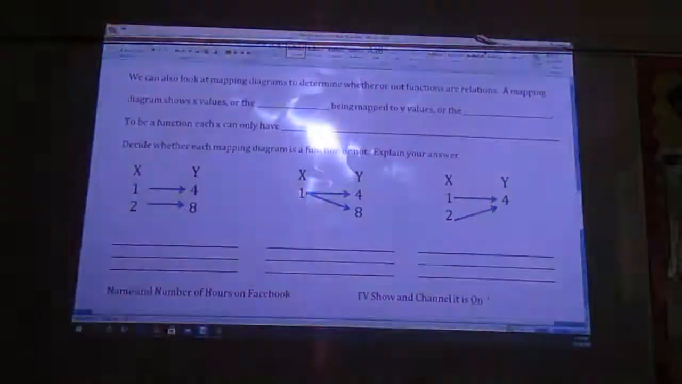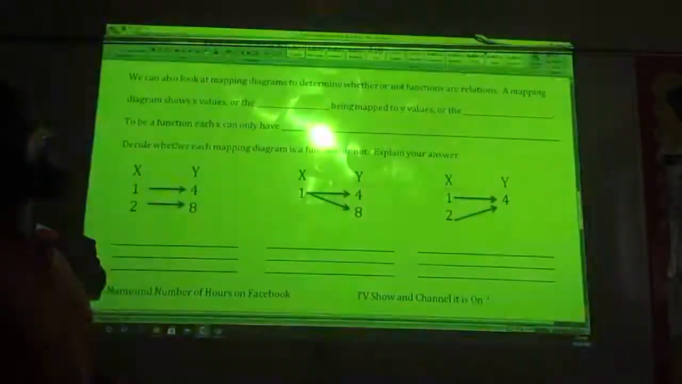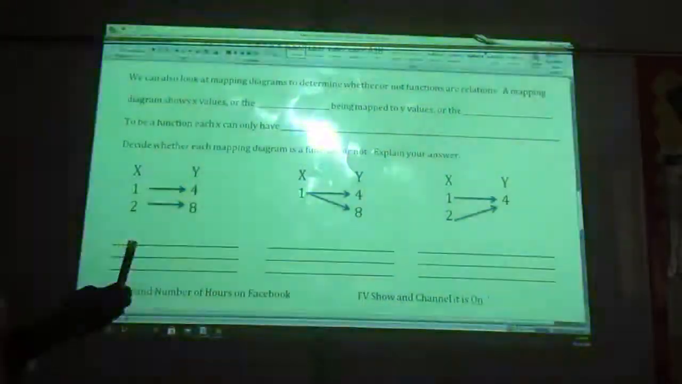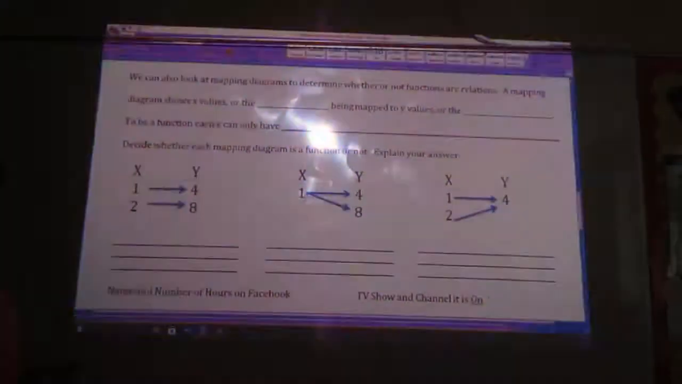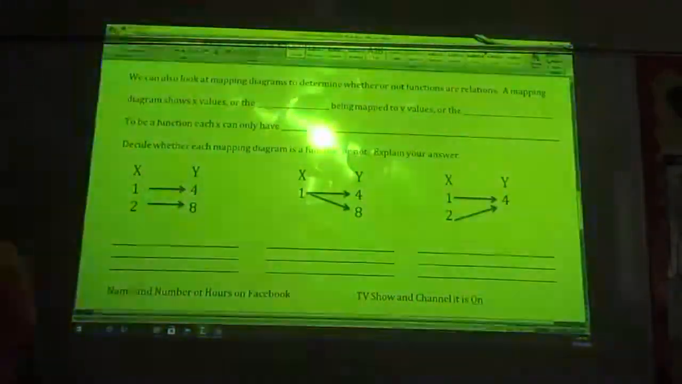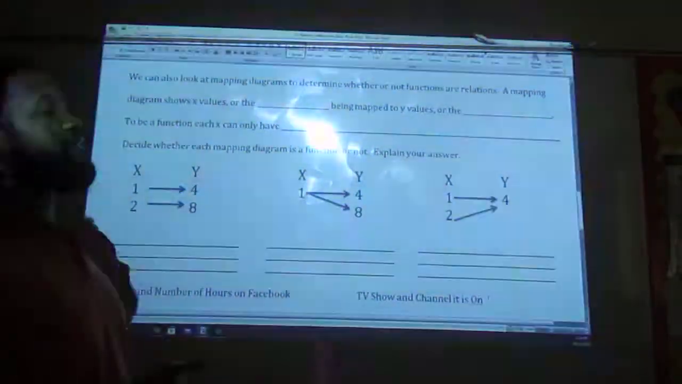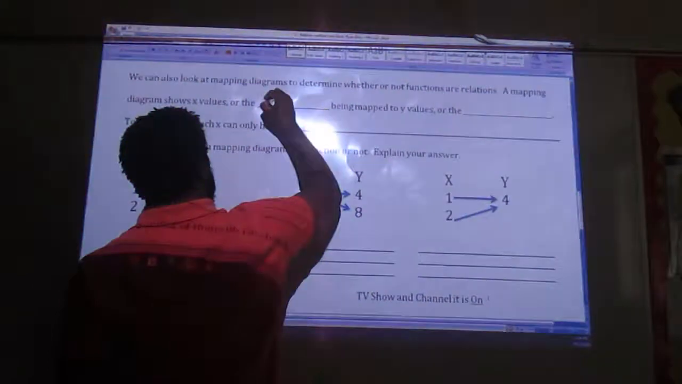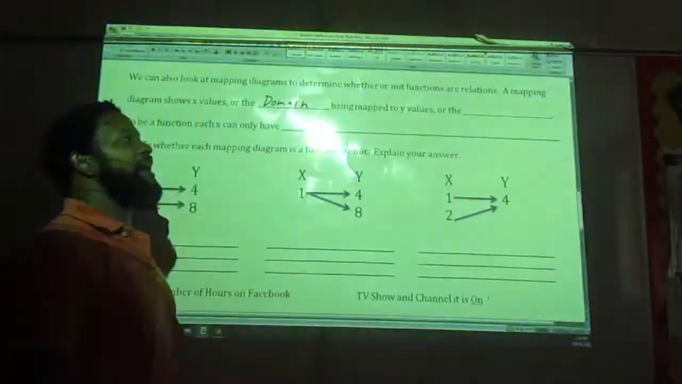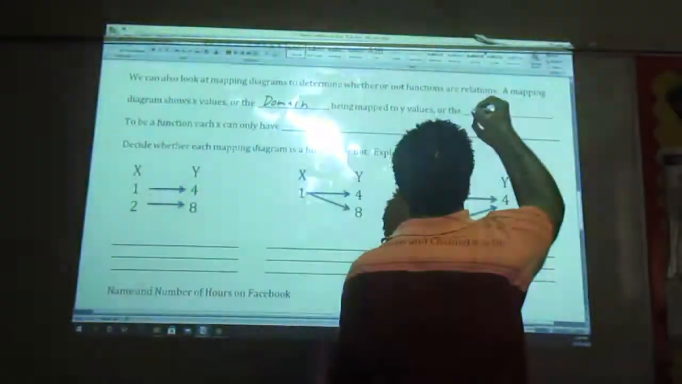We can also look at mapping diagrams to determine whether or not functions are relations. A mapping diagram shows x values, or the domain, being mapped to y values, or the range. What are our x values also called? The domain. The domain being mapped to the range. Yes.